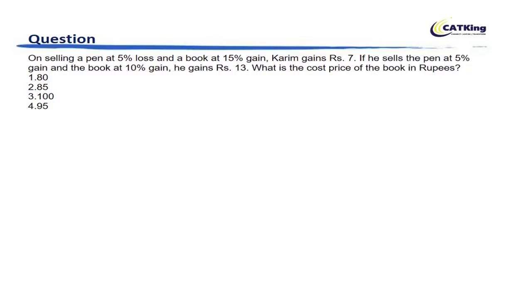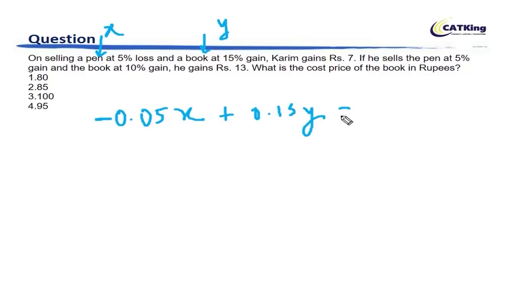On selling a pen at 5% loss and a book at 15% gain, Kareem gains rupees 7. Let's say that the pen's cost price is x and the book's cost price is y. So selling a pen at 5% loss, what's the total loss? 0.05x. That's a loss, so negative sign. Book at 15% gain, so what's the gain? 0.15y. So net gain is 7.